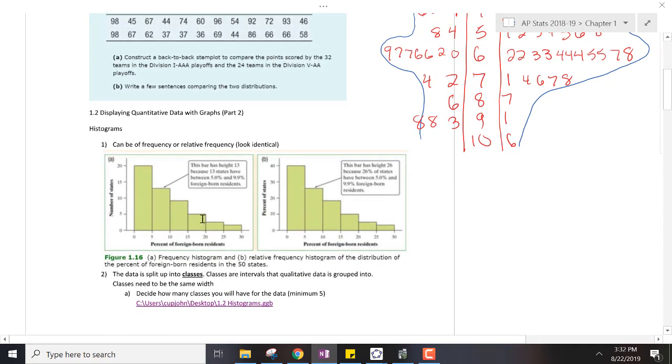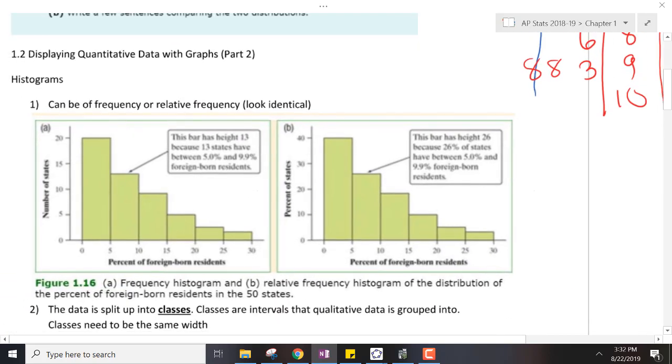Now moving on to our newer stuff, we're going to talk about histograms. Histograms are probably the most prevalent graph that you're going to see in the AP exam. We can either graph frequency or relative frequency. Notice these two graphs are identical. One is the frequency where it actually has a number of states, up to 20 here in that category, where we have the percent in this one. And again, the graph looks identical, except our numbers on our y-axis.